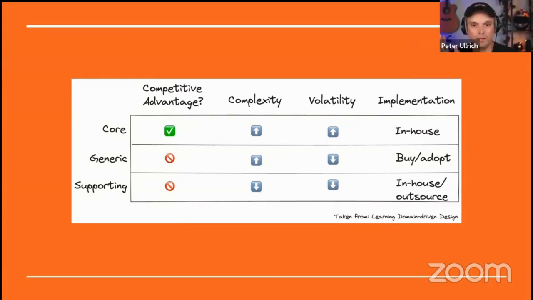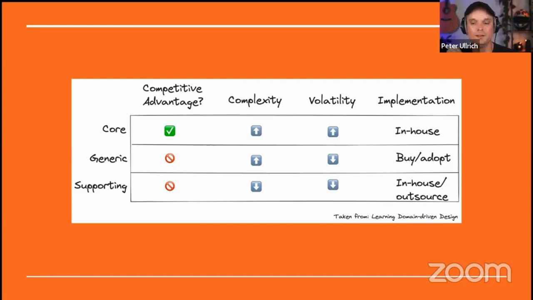Now, the idea here is that in terms of implementation, the core domain you do in-house, no way around it. That's the expertise. It's not only about the work, but it's also about the expertise that you keep in the company. It's something that people call intellectual property sometimes. If you have a very good one, like the Google search algorithm, it's the best example of this.